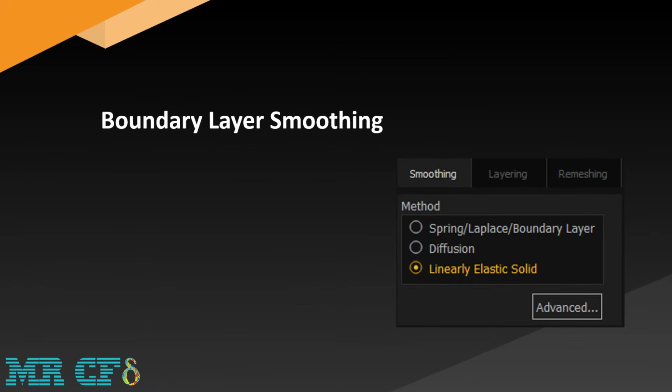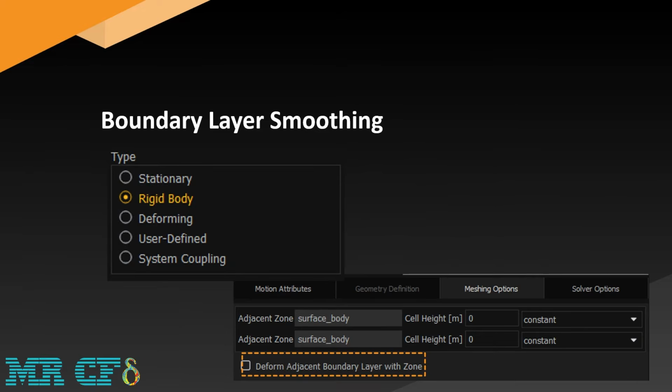Another smoothing method is boundary layer. The boundary layer smoothing method is used to change the shape of the boundary layer mesh during the simulation of the moving or deformed mesh. For cases where the mesh movement, for example as a rigid body with a certain movement, is applied to a phase zone with adjacent boundary layer, the boundary layers can be deformed by activating Deform Adjacent Boundary Layer with Zone in the Dynamic Mesh Settings section.